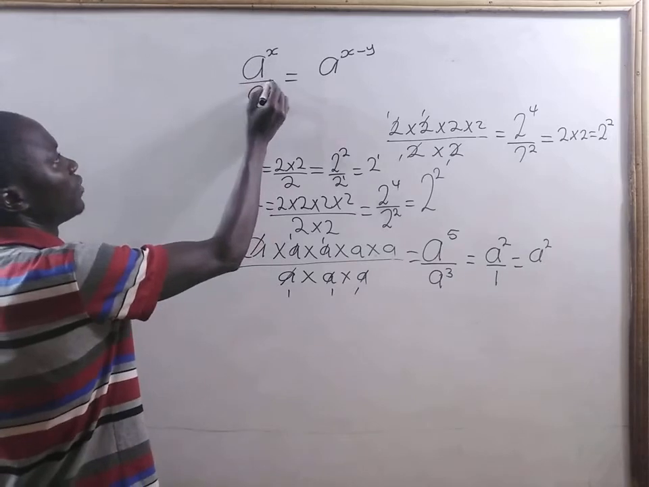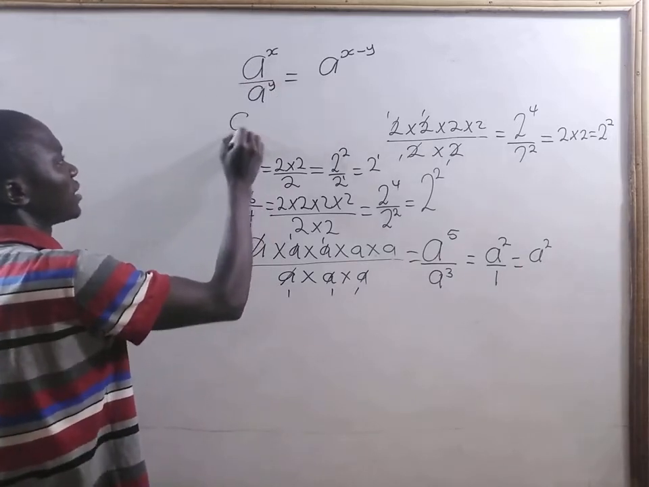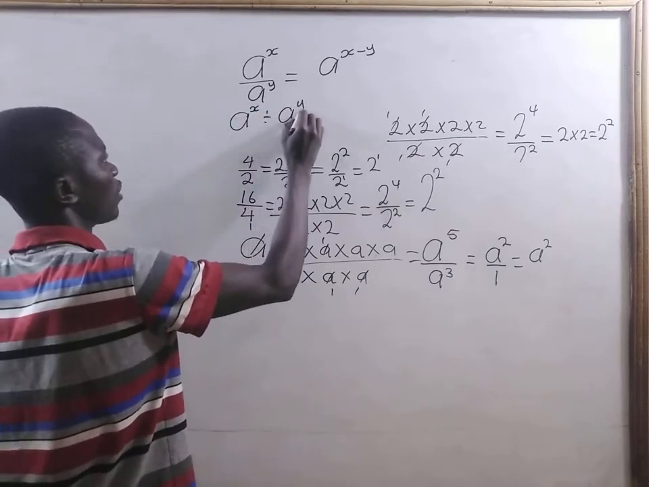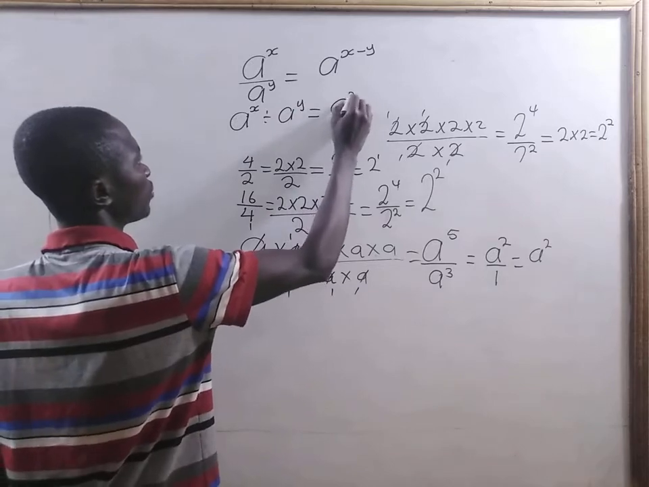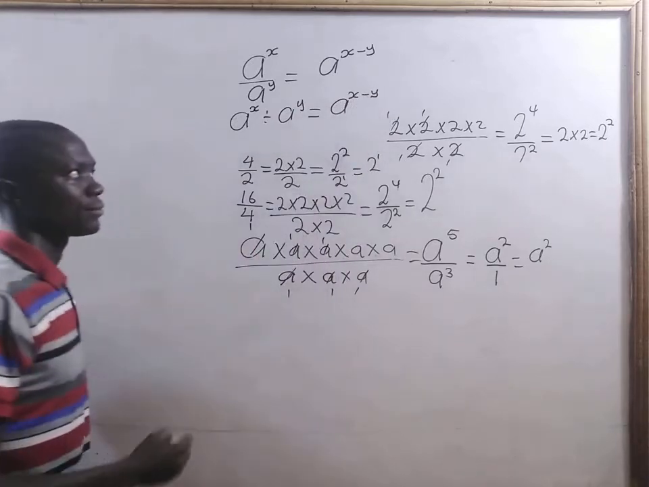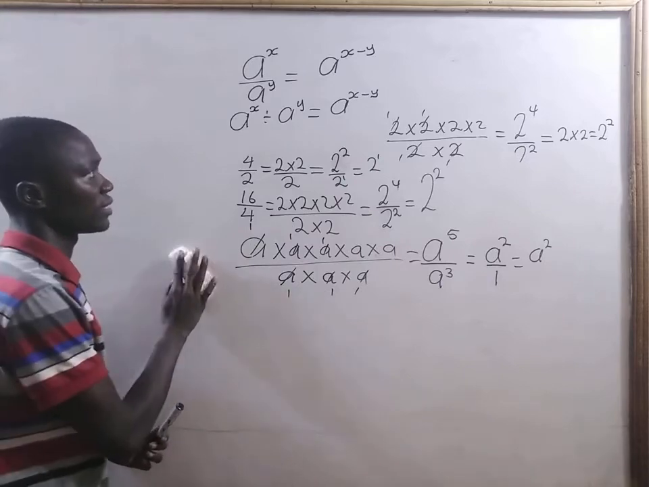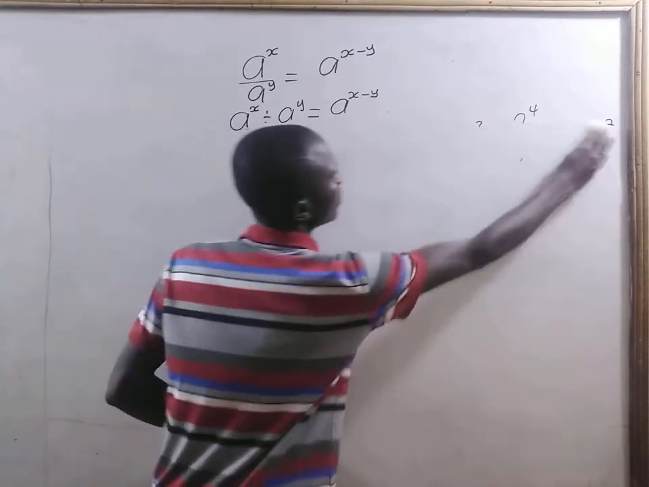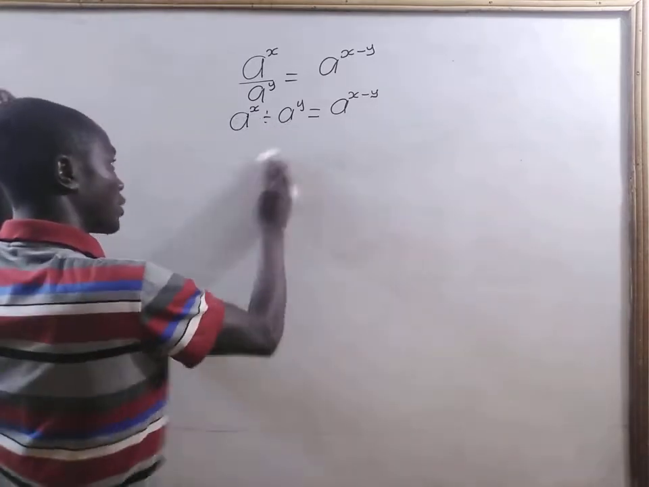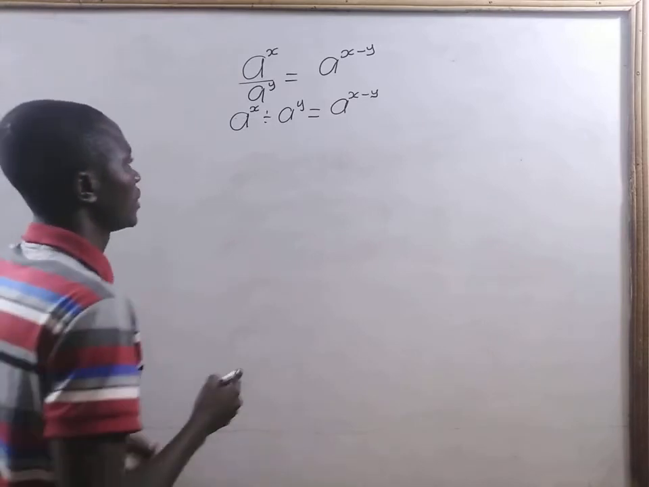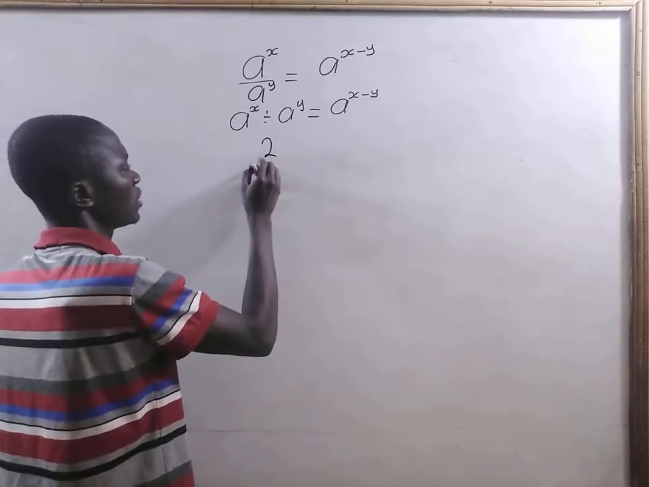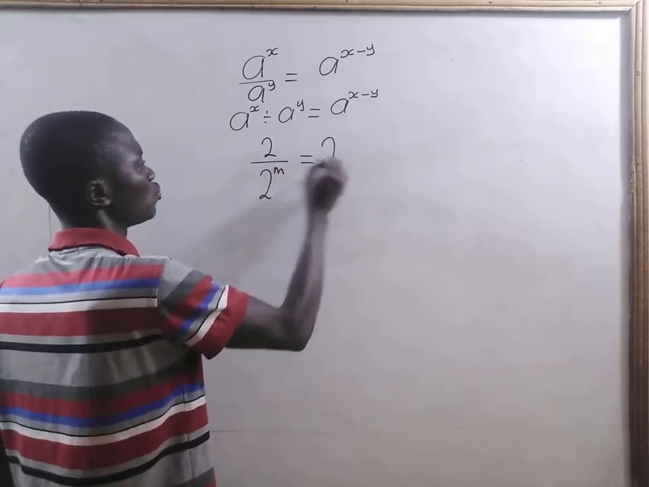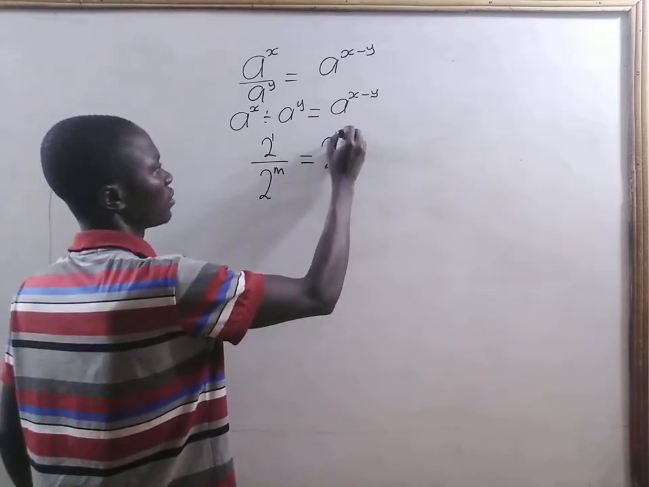Now, this is a division sign, so we can write it as A to the power x divided by A to the power y, which is the same as A to the power x minus y, as the second law of indices, or the second law of exponents. Now, let us exploit this using this law. It means that if I have 2 divided by 2 exponent m, I'm going to have 2 to the power 1 minus m.